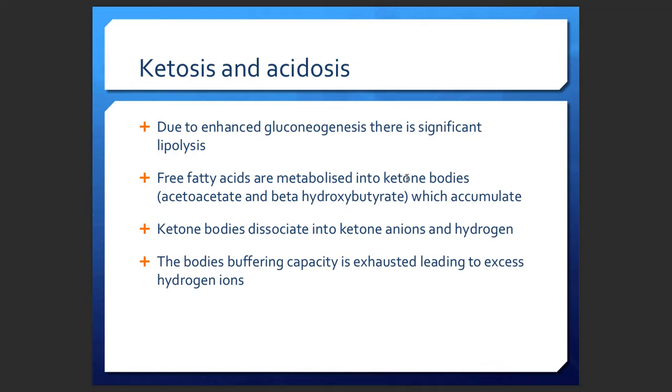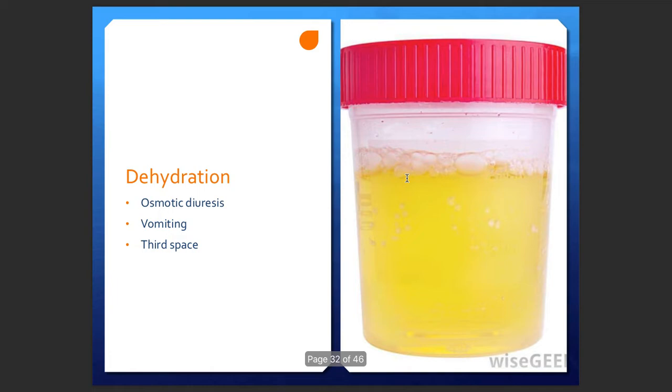And those ketone bodies are acetoacetate and BHB, beta hydroxybutyrate. As I was telling you, ketone bodies dissociate into ketone anions and H plus. Initially, the body will be using its buffering capacity, and later on it is going to become problematic, and you are going to see the evidence of dehydration, which is happening due to osmotic diuresis and also vomiting.